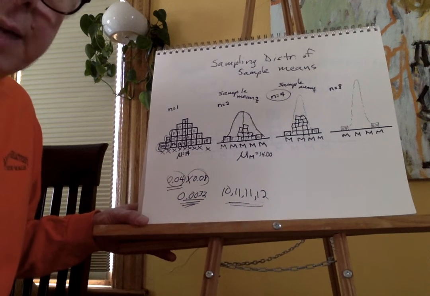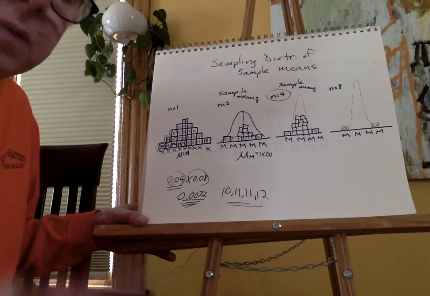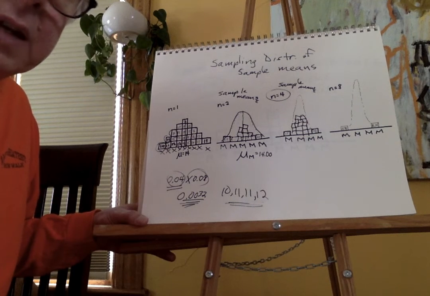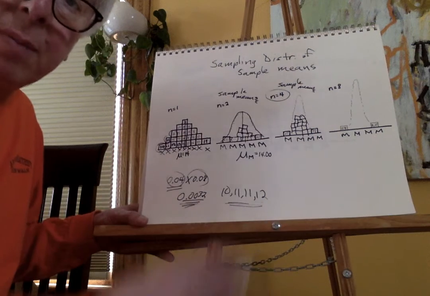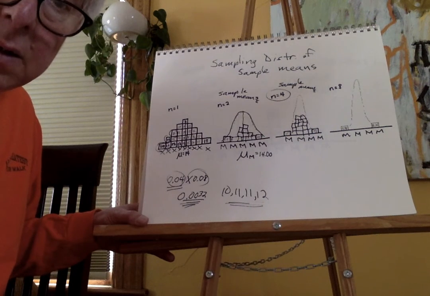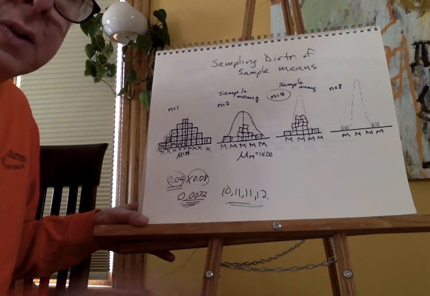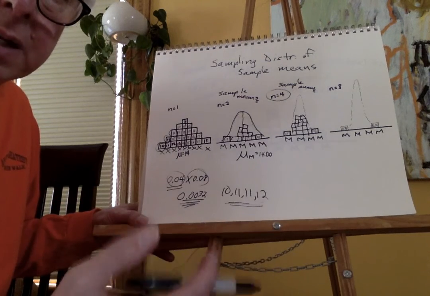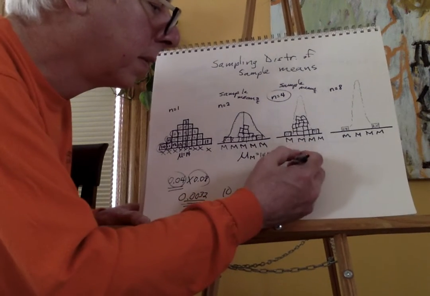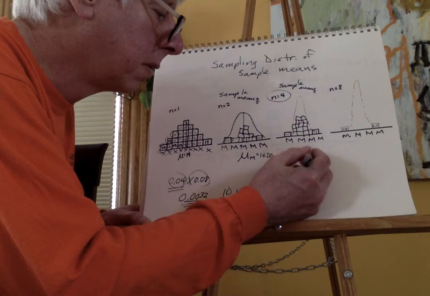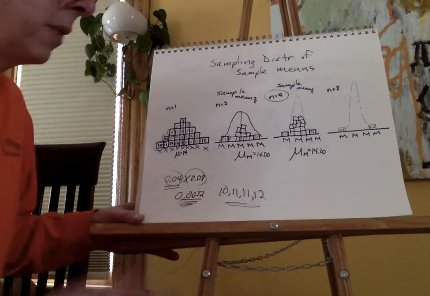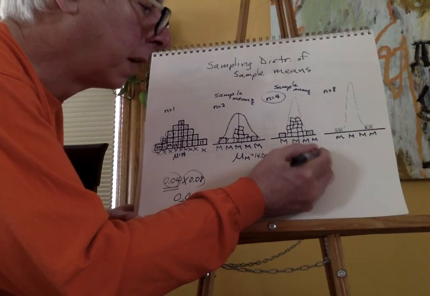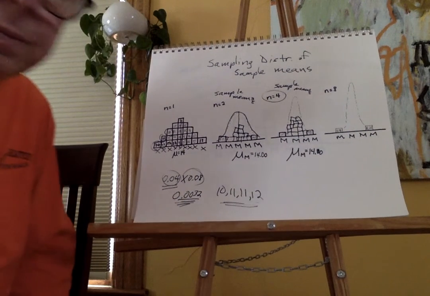What do you think, excuse me, let's go back. What do you think the mean of this distribution of sample means would be? What do you think the mean of this distribution of all the sample means would be? And you probably would anticipate the correct answer. It would be 14. Okay, that's a 14.00.